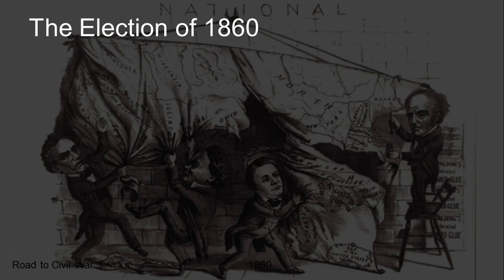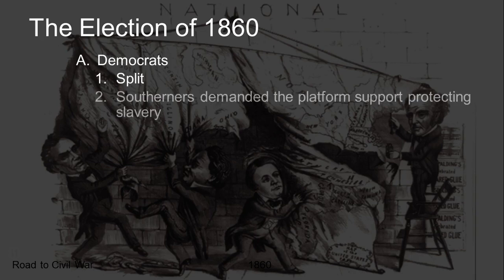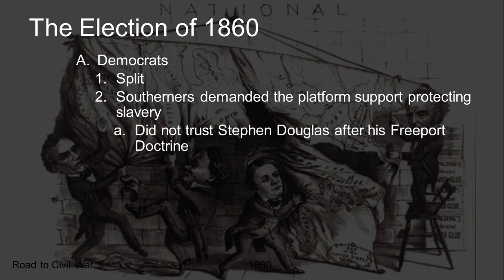Now, in the election of 1860, the Democrats are going to have problems. The Democratic Party split. Okay? Southerners in the Democratic Party demanded that the party in its official platform support the protection of slavery and support the expansion of slavery into the territories. The frontrunner for the Democrats getting the nomination is going to be Stephen Douglas, the guy that came up with the Kansas-Nebraska Act.